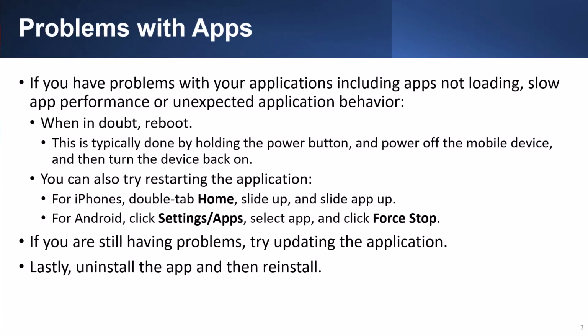If you have problems with the applications, including apps not loading, slow app performance, or unexpected application behavior, you should, when in doubt, reboot. This is typically done by holding the power button and powering off the mobile device, and then turn the device back on. You can also try restarting the application. For iPhones, double-click Home, slide up, and slide App up. For Android, click Settings/Apps, select App, and click Force Stop. If you are still having problems, try updating the application. Lastly, uninstall the app and then reinstall.